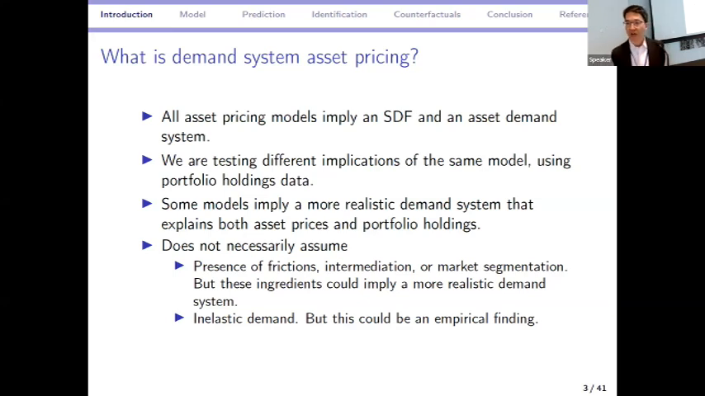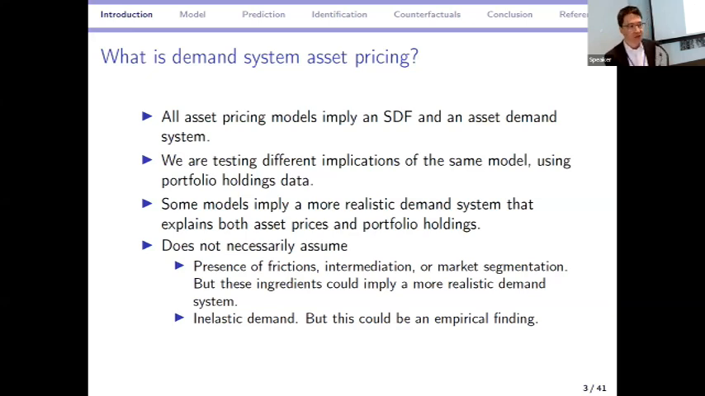Some models are going to have more realistic demand systems in the sense that they imply more realistic demand elasticities that are consistent with empirical evidence, or shifts in demand curves that are consistent with portfolio data. So having more realistic demand systems is going to allow us to answer a bigger set of questions in a quantitative way that we wouldn't be able to do with models that have less realistic demand systems.